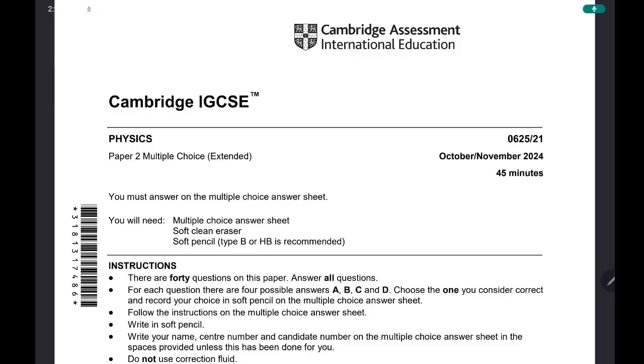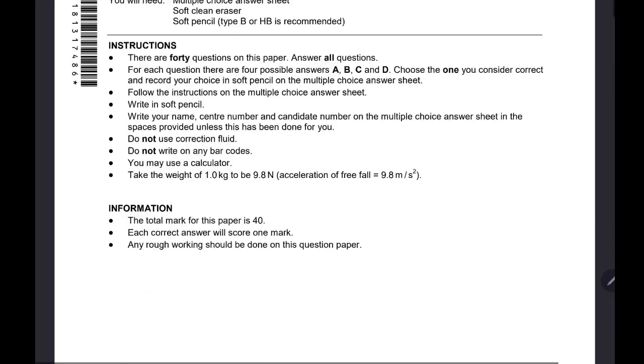Good morning. We want to answer this paper, Physics IGCSE, October/November 2024, paper 20. This is multiple choice.